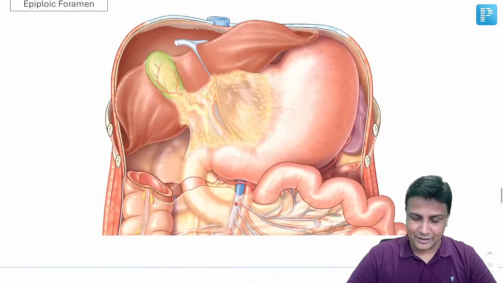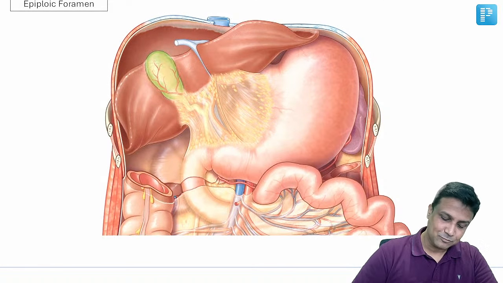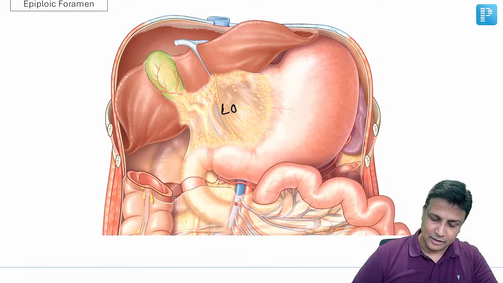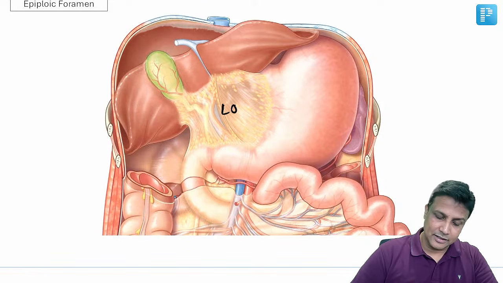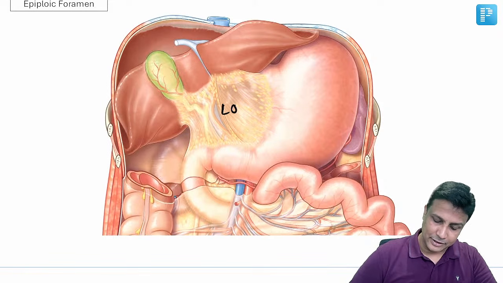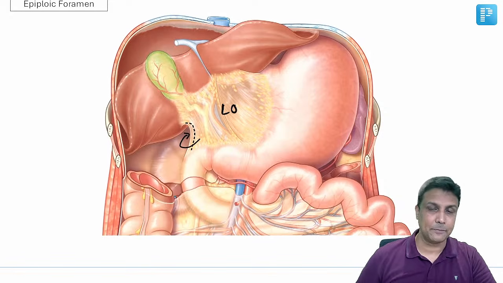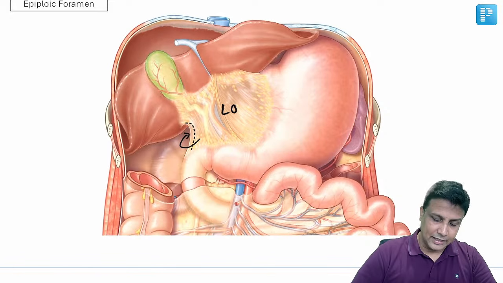What do you have superiorly and inferiorly? Now look here. Between the liver and the stomach, this one is lesser omentum. And this here will be the free margin of the lesser omentum. This is the free margin here. And I told you epiploic foramen is present behind the free margin here. Where is the epiploic foramen? It is behind this. Now, above that, what do you have?